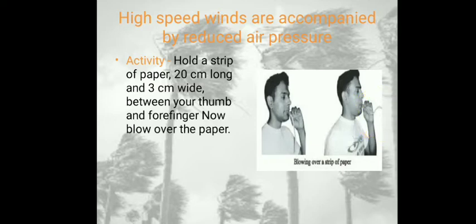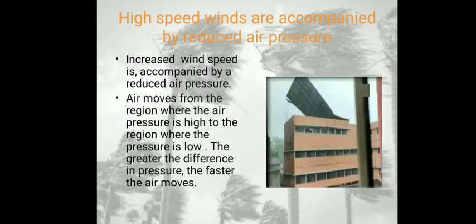So why is this happening? As he blows air above the strip of paper, the area above the paper has low air pressure and the area below the paper has high pressure. So the high pressure area will push the strip of paper upwards. These are some examples where you can see that high speed winds are accompanied by low air pressure. We see this fact in cyclones. As you can see, the roof of this building is being blown away. Again, this is due to the difference in pressure between the inside of the building and outside the building.